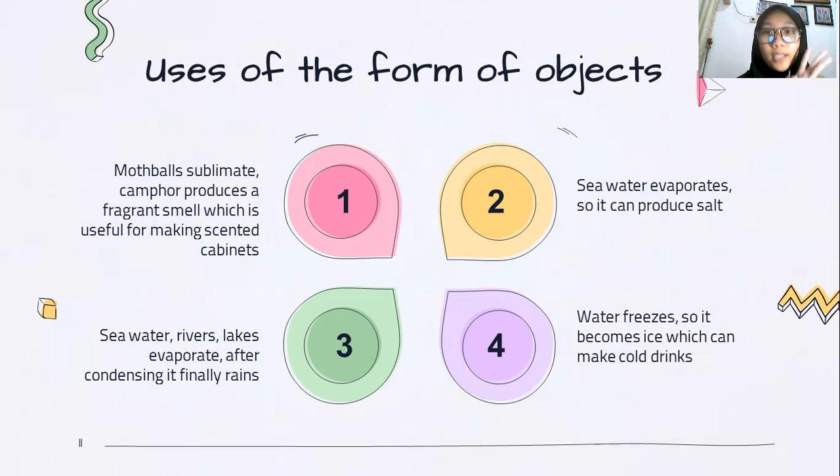Okay. 2. Seawater evaporates, so it can produce salt. Okay. And 3. Water from seas, rivers, and lakes evaporates. After condensing, it finally rains. Okay, and 4, or last, water freezes, so it becomes ice which can make cold drinks.